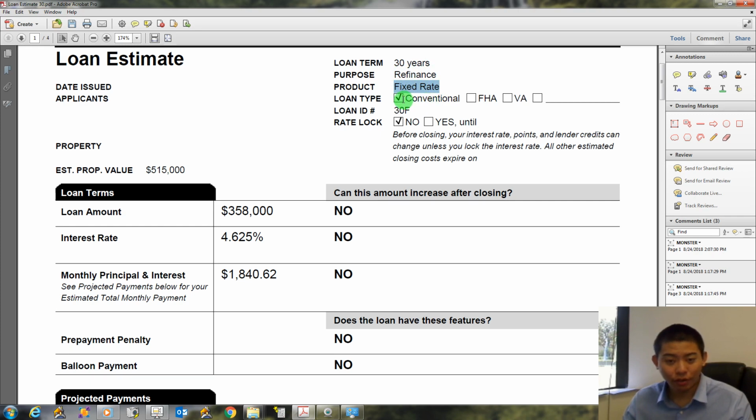Now, if you're on an adjustable or interest only, I recommend you refinance into a fixed rate, depending on your situation. And the loan type in this loan scenario is a conventional loan. You can get a conventional, FHA or a VA loan depending on your situation, based on your credit score as well. And the loan ID is basically just a 30-year fixed. And then the rate lock right here just tells you whether you locked in your rate or not.